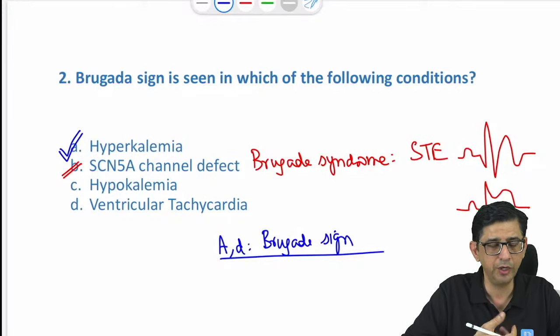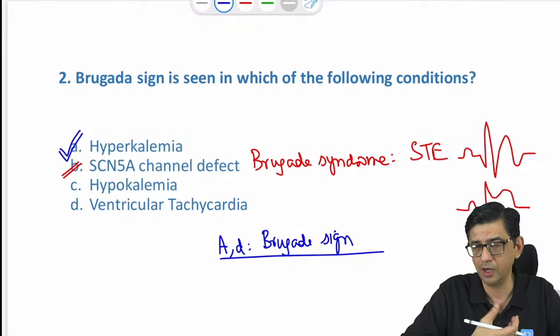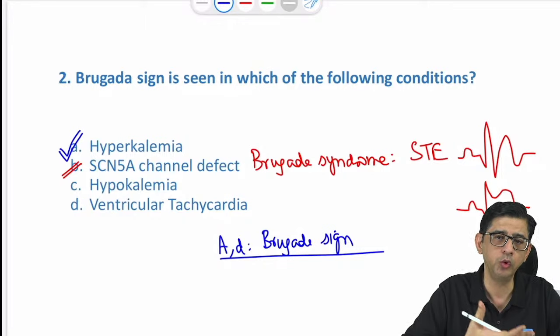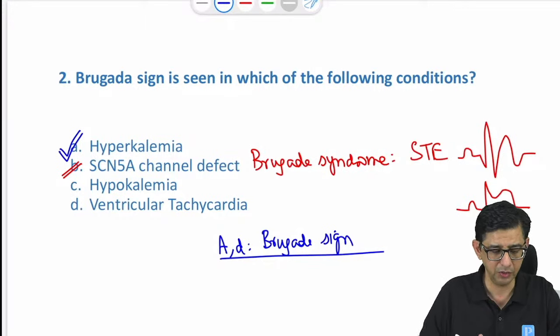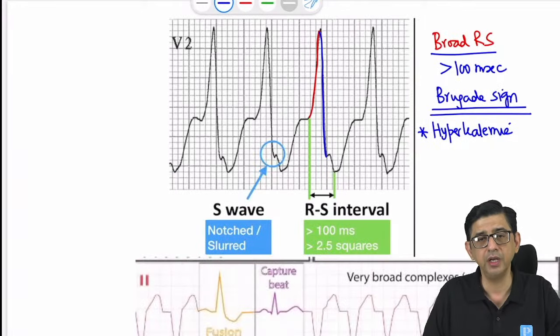You see, heart rate is not dependent on QRS complex duration. Heart rate is decided by the RR interval. So in VT also, we get a broad RS. And in hyperkalemia anyway, the potassium gradients will contribute to this intramyocyte conduction, which again explains the Brugada component. The answer to this is A more than D as of now.